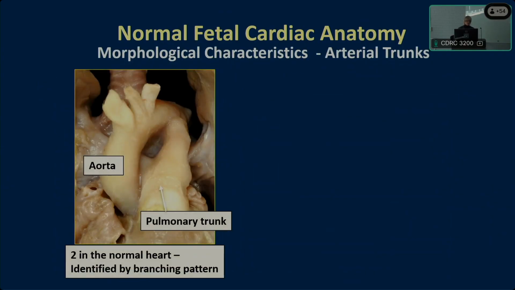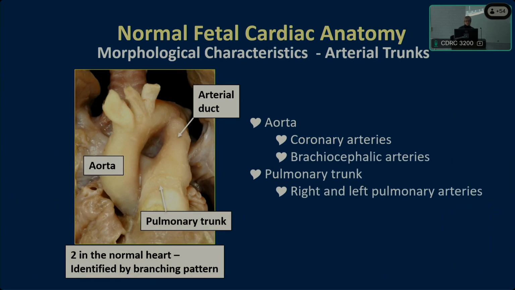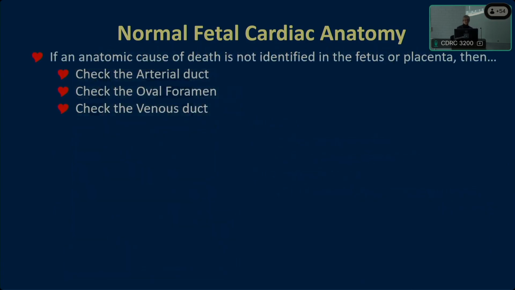So the arterial trunks, there are two in the normal heart, and they're identified by their branching pattern. So there's a widely patent arterial duct, which we see in the fetal population. And there is the branching pattern of the aorta, the first of which are the coronaries, and then the brachiocephalic arteries, and the pulmonary trunk bifurcates to the right and left pulmonary arteries.